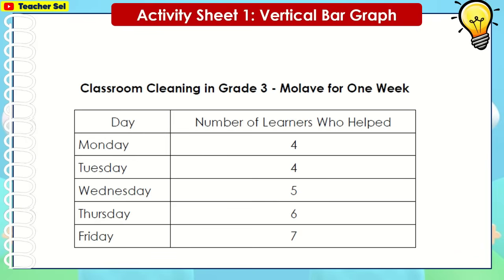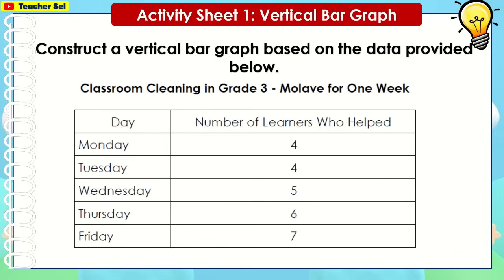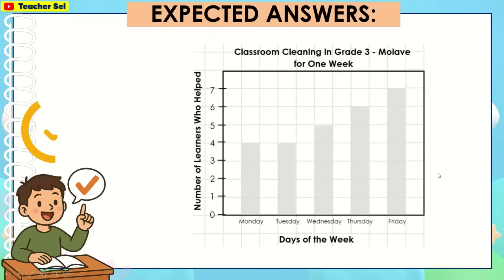For Activity Sheet 1, Vertical Bar Graph. Construct a vertical bar graph based on the data provided below. The title is Classroom Cleaning in Grade 3 Molave for 1 week. Here is the expected answer.